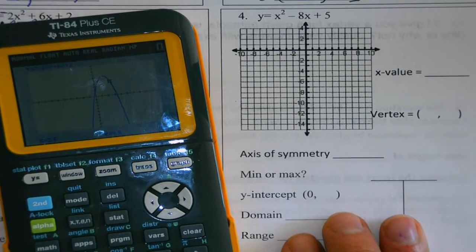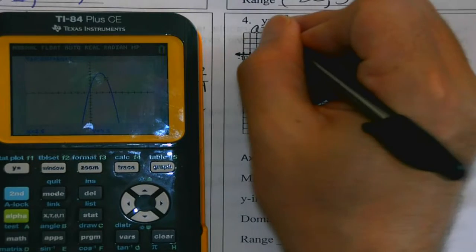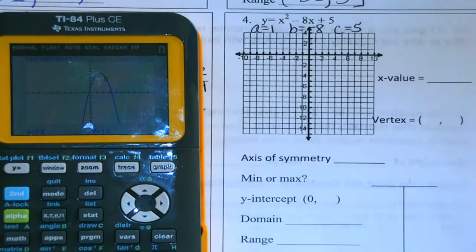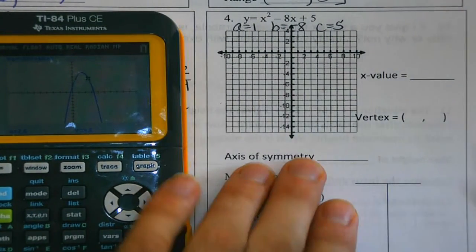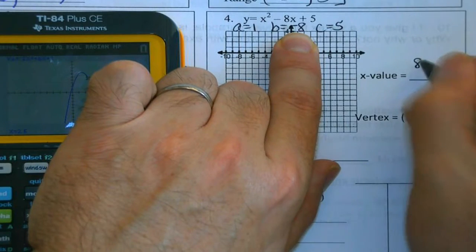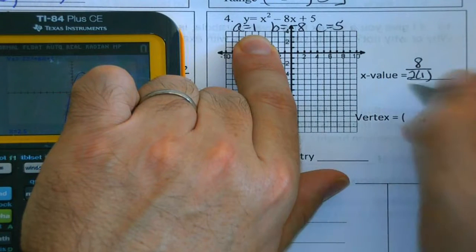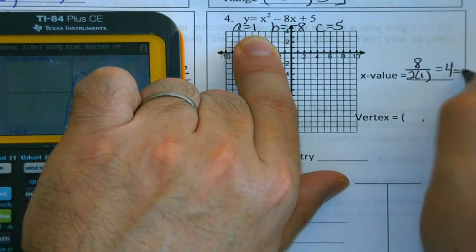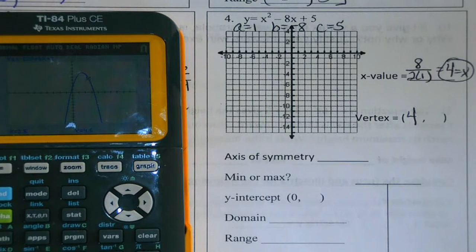So, number 4. Same thing's going on. Again, probably good to jot down my A, B, and C values. My X value is still going to be the same as before. Opposite of B, this time it's negative 8, so the opposite of that is 8 over 2 times A. 2 times 1 is 2. So 8 divided by 2 is 4. There's the x value of my vertex.